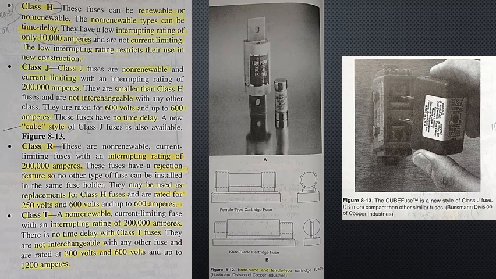Class T, a non-renewable current limiting fuse with an interrupting rating of 200,000 amperes. There is no time delay with Class T fuses. They are not interchangeable with any other fuse and are rated at 300 volts and 600 volts and up to 1200 amperes.